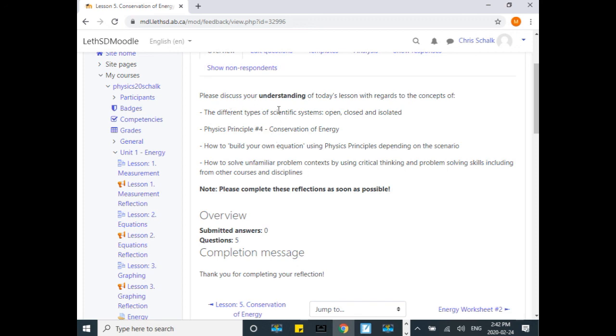Number 1, did I teach you about the different types of systems? Do you feel like you've got a good grasp of that? Most kids are pretty good at that. Do you feel like you get the idea about how conservation of energy works? It's not number 4, it's number 5. But do you feel like you get the concept behind energy is limited? Whatever we have, we have.